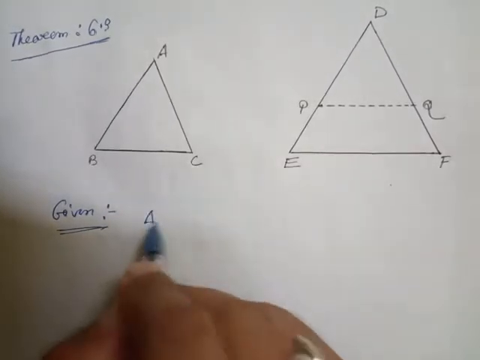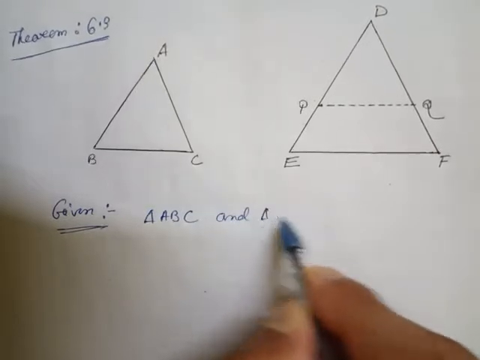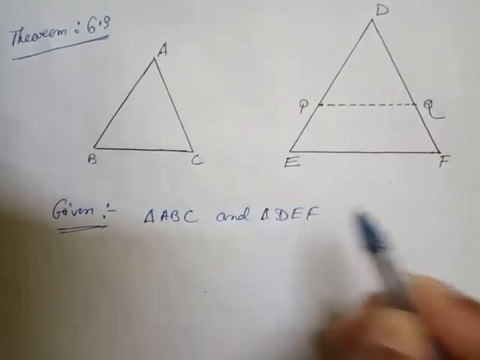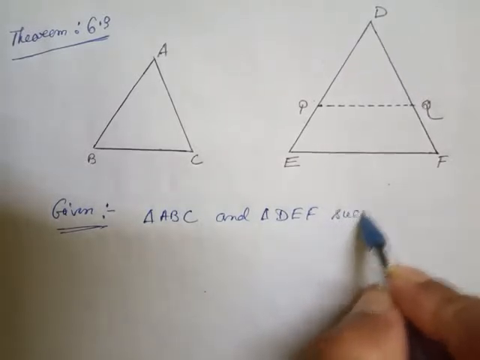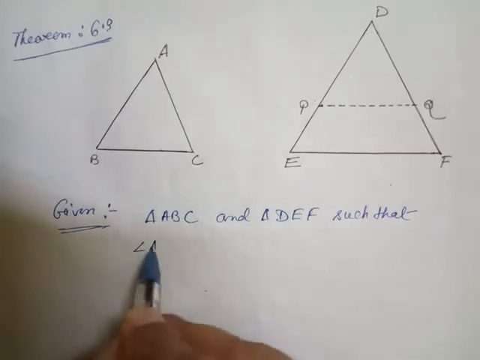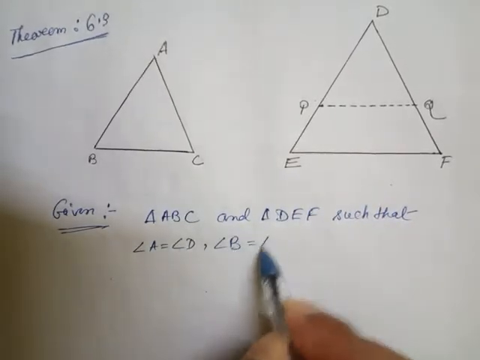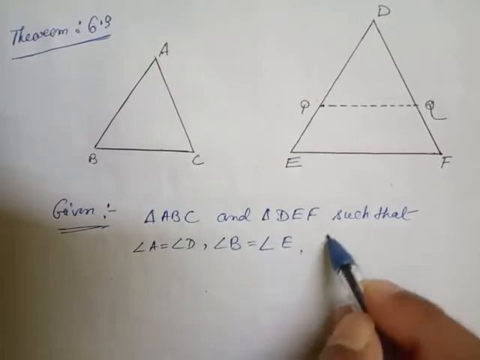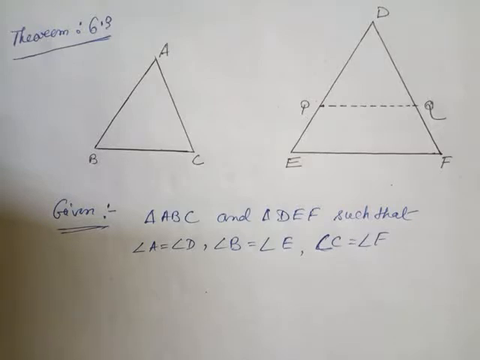Triangle ABC and triangle DEF such that angle A equal to angle D, angle B equal to angle E, angle C equal to angle F. This is the given part.